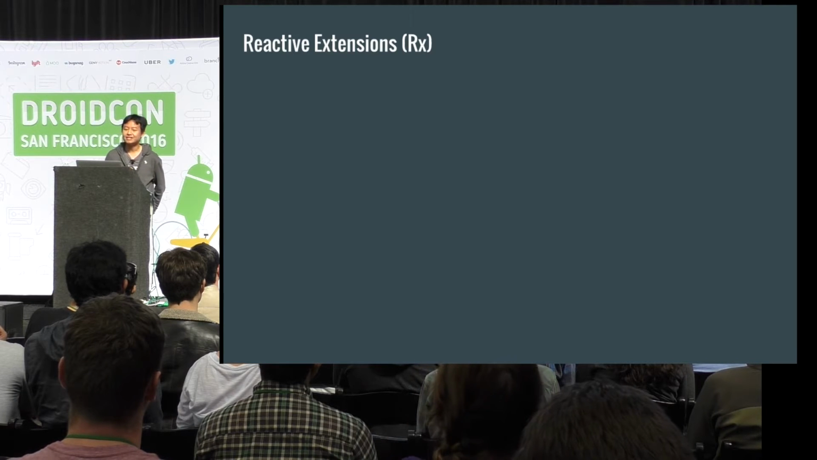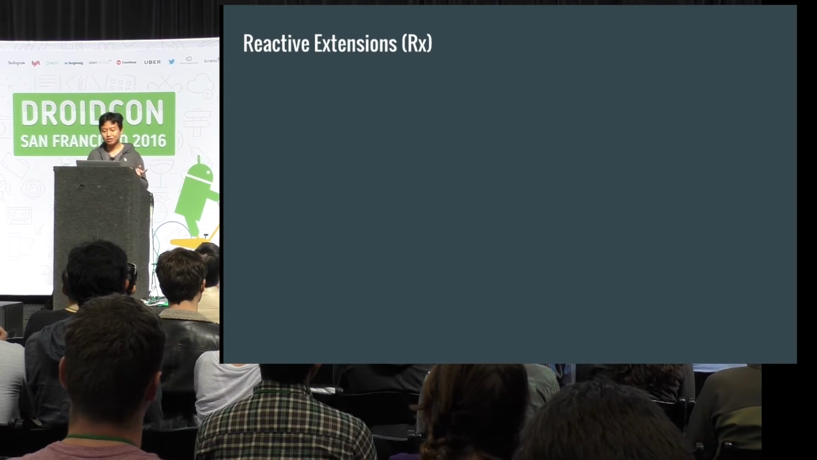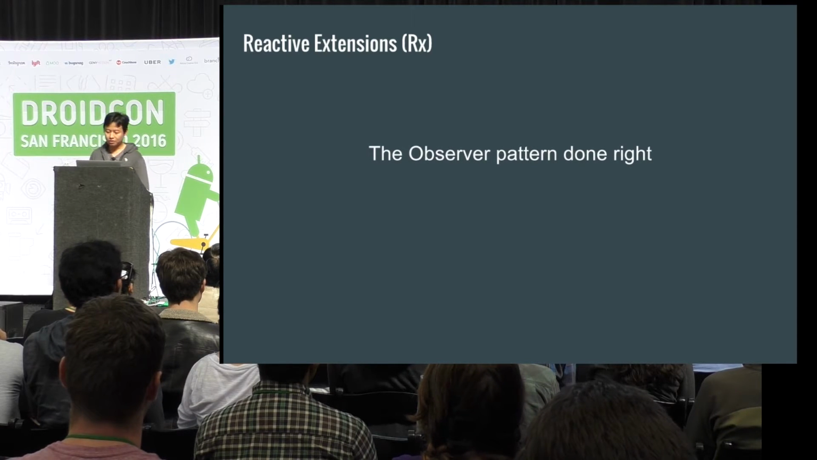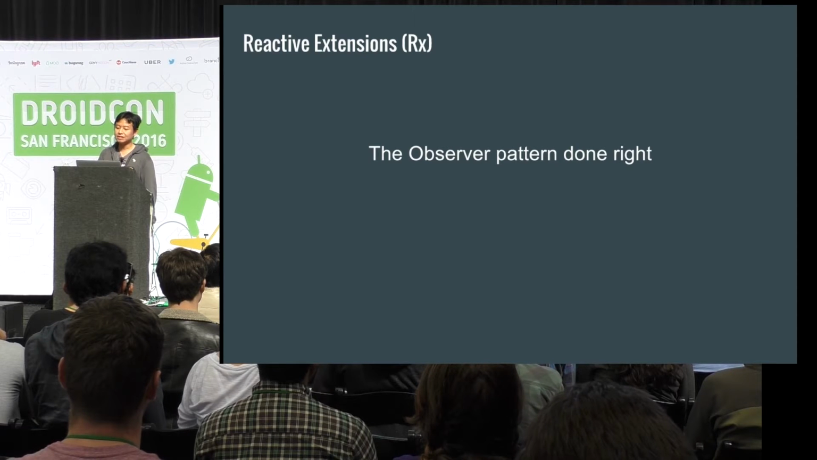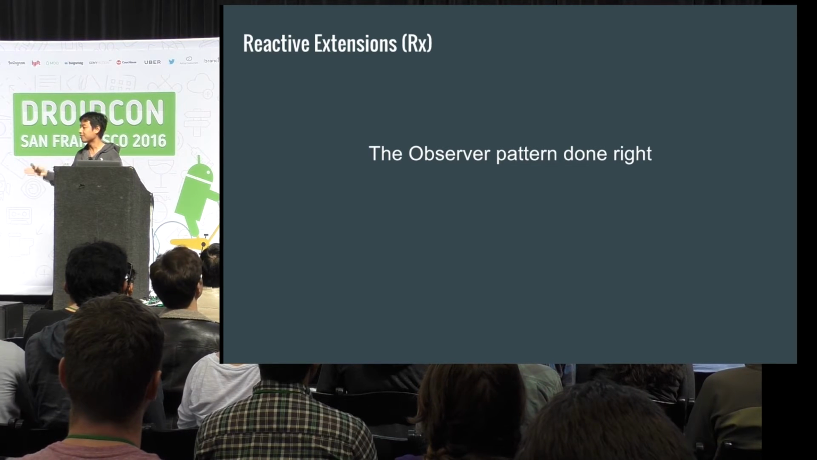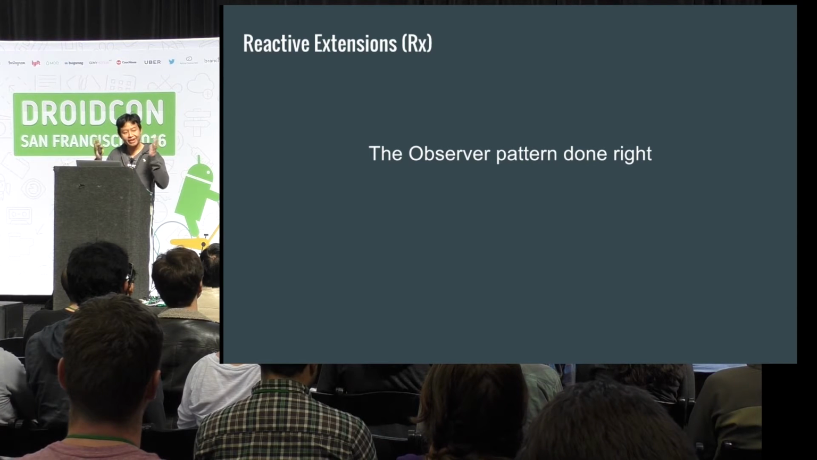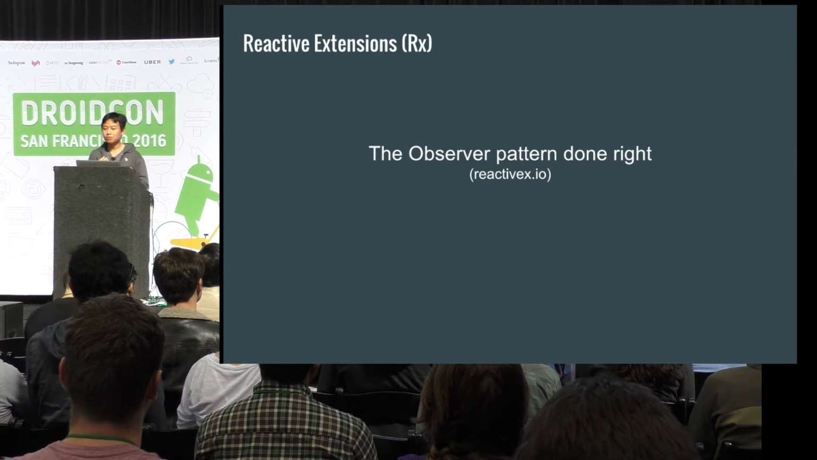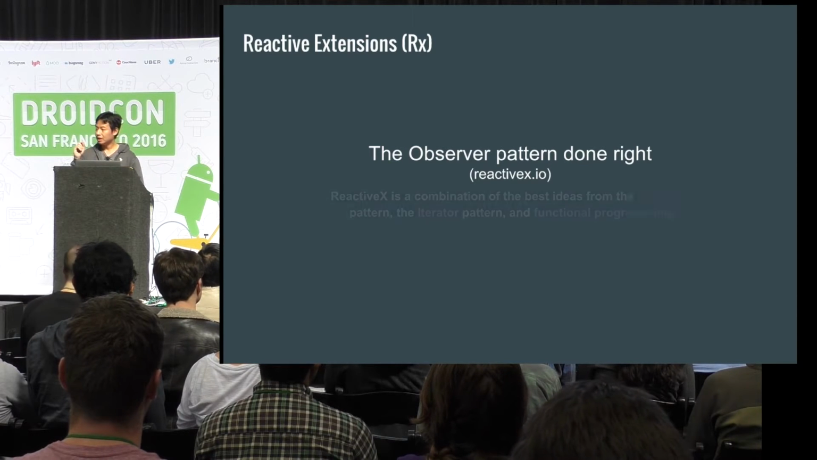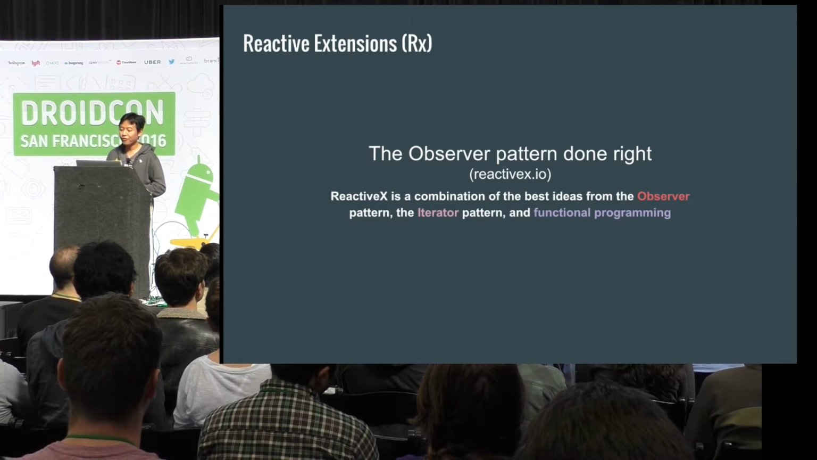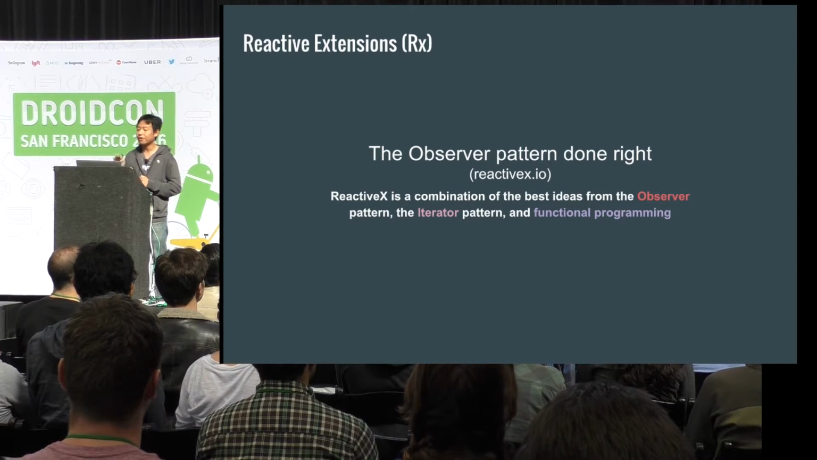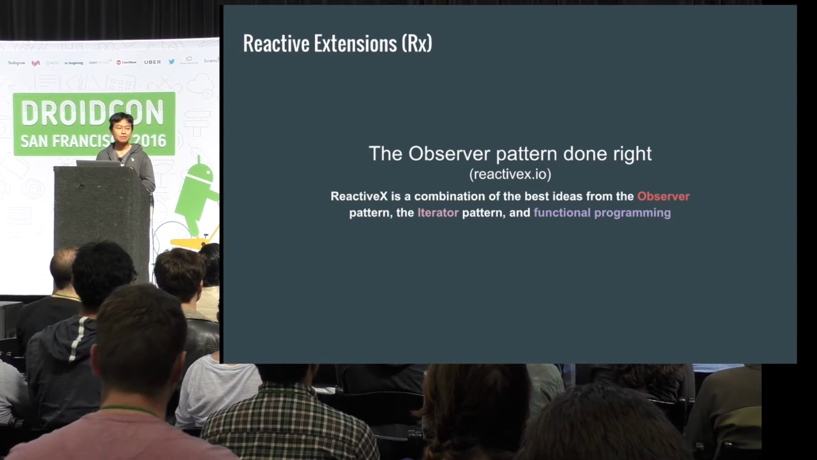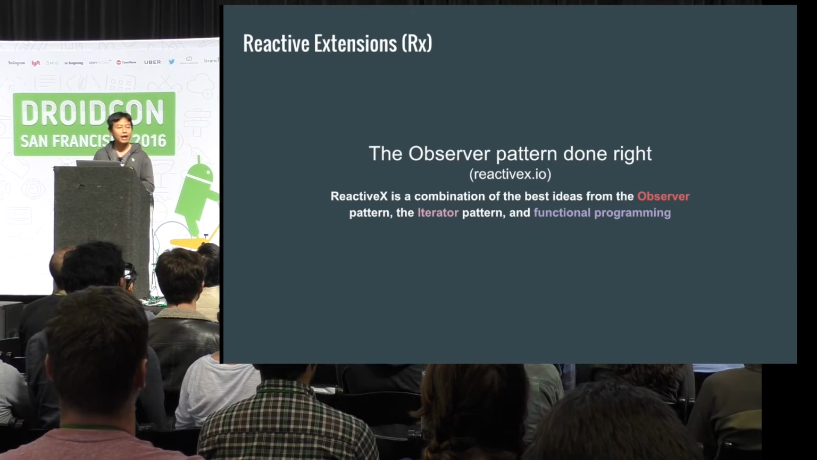The funny thing is, the source that can explain Rx is actually the site itself. What they tell you is that reactive extension is the observer pattern done right. It's kind of vague, and this comes from reactive I/O. But what mostly hit me is the detail here. ReactiveX is a combination of the best ideas from observer, iterator, and functional programming. Okay, I'll go through one by one, and why it makes sense.